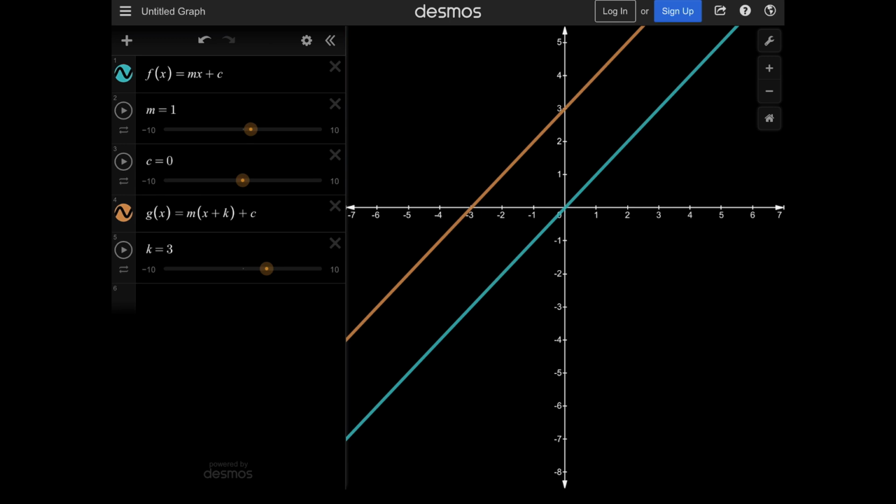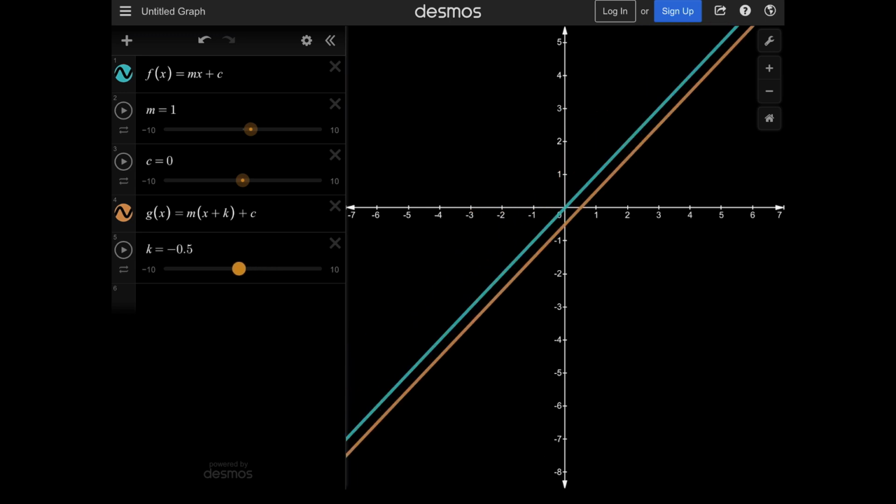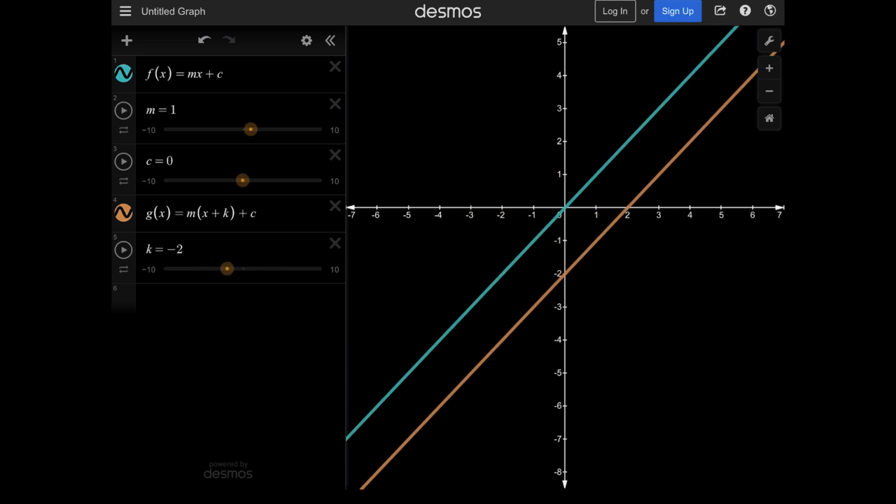Okay, and so on and so forth. For any value of k, the graph would just move according to that. Now, if I put k on the negative side, perhaps negative 2, notice how the graph now moved 2 units to the right. Okay, so when you subtract a certain value from x, the graph actually goes to the right, and when you add, it goes to the left. Okay, I hope that made sense. So now you know what k does when you're adding it to the entire function, mx plus c, and when you're just adding it to the x component, and what that basically does to the graph.